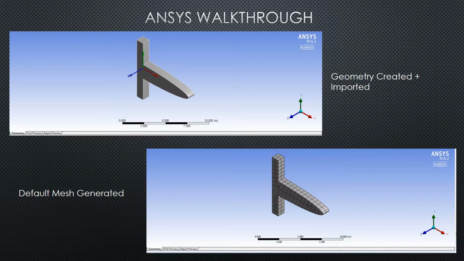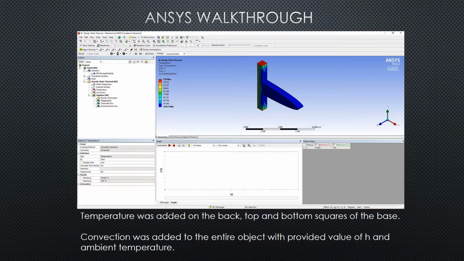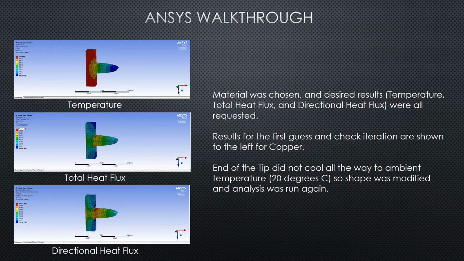So like we talked about earlier, first we created our geometry and then we imported this, and then the first thing we did was put a mesh on it. After that, we added our temperature on the back, top, and bottom sides of the square base, and then convection was added to the entire object with a provided value of h and ambient temperature. Here's our result for our first iteration. We ended up finding out that it was way too small, so we ended up making a bigger one.